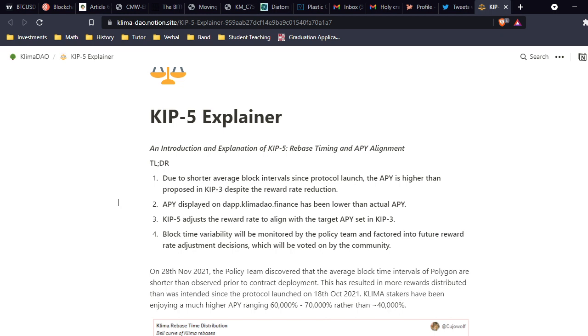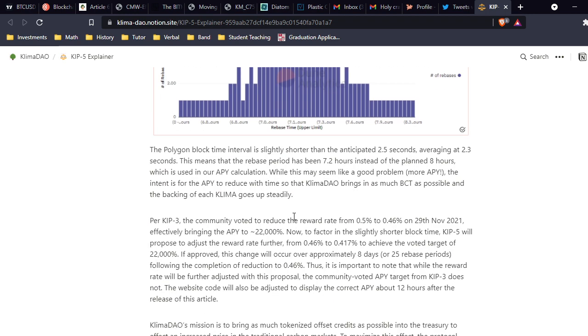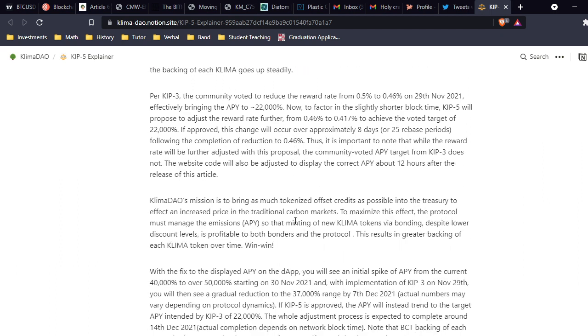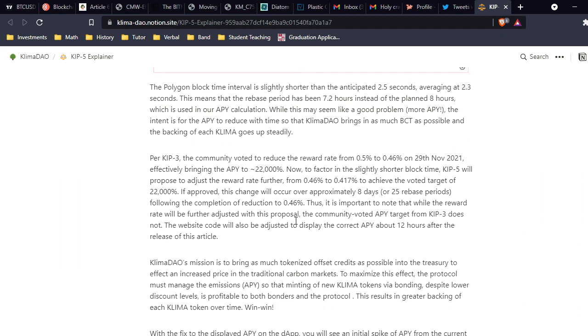So it's clearing a block in 2.3 seconds, which is insane, instead of 2.5 seconds, meaning our rebase period, because our rebase period is based on how many blocks the protocol clears, is happening more frequently, which means that the APY is actually higher than the dApp has been showing. So we've been receiving about 60 to 70K instead of 40K, I think it said. It's much higher. So the idea is the rewards are going to be lowered to adjust for the increase in rebases per year to keep the APY in line with the 22K APY.